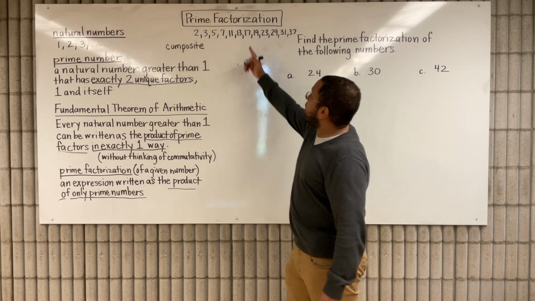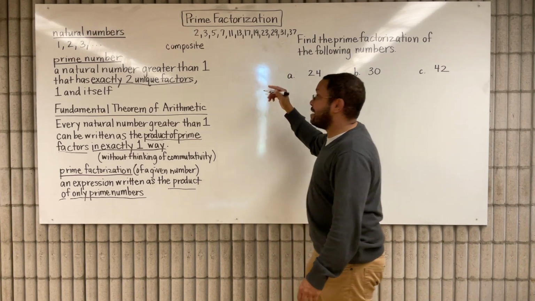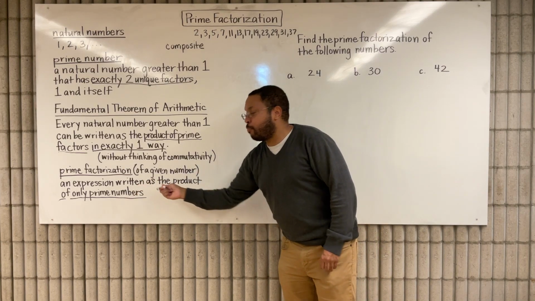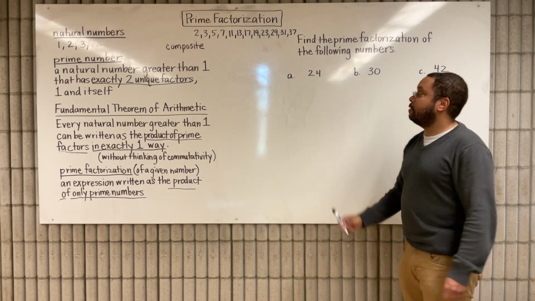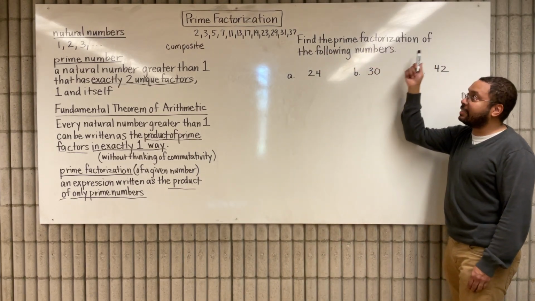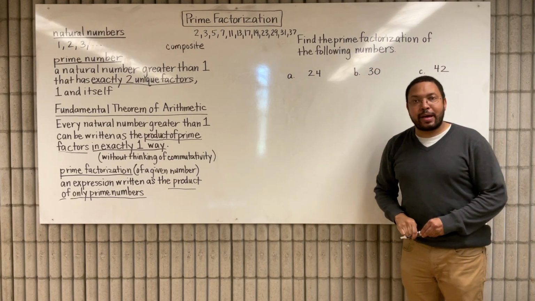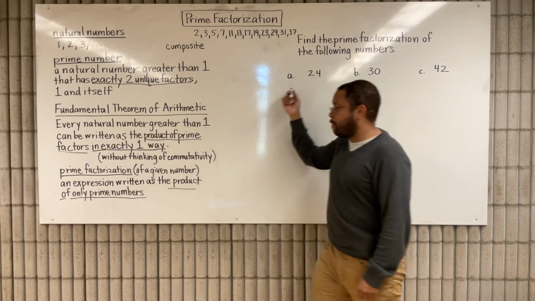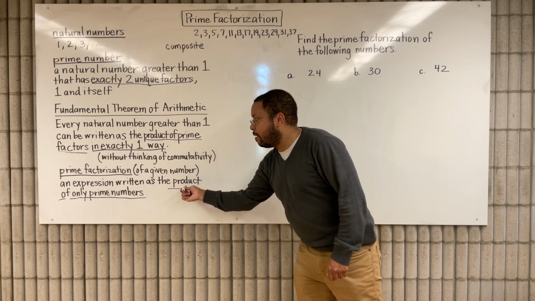All right, so these are prime numbers, and we're going to try to express numbers as products of only prime numbers, okay? So here's our task. Find the prime factorization of the following numbers. So we're going to find the prime factorization of 24. That is, we're going to try to write 24 as the product, the result of multiplying numbers that are only prime numbers.